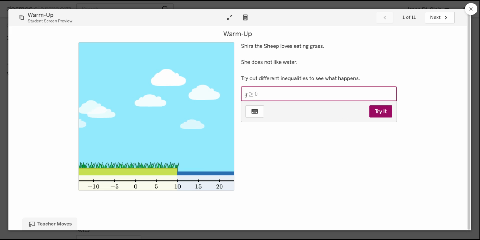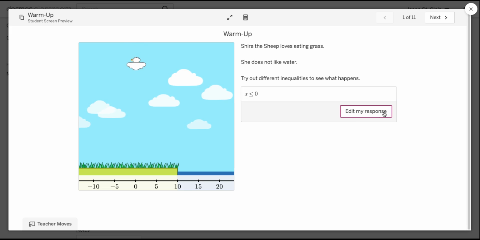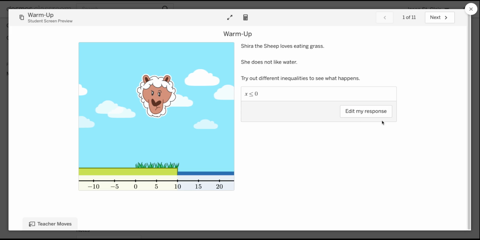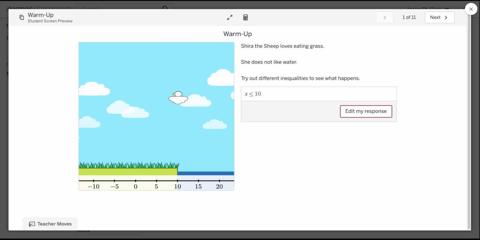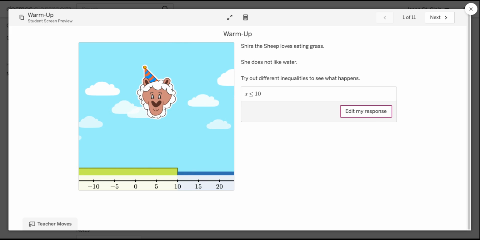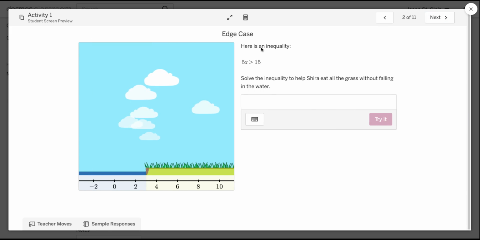So if we tried it as less than or equal to 0, she didn't get wet, but she did get grass, so she's still not happy because she didn't get it all. And the reason why is because it needs to be x is less than or equal to 10. And you get a little party hat knowing you're set. So we have the edge case.